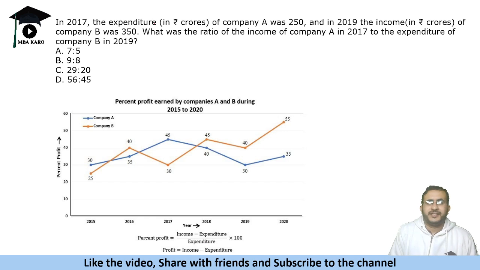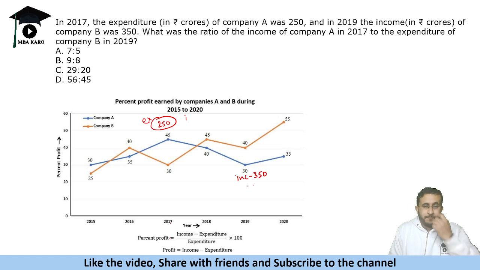In 2017, the expenditure of company A was 250. So 2017, A is the blue one, and 250 was the expenditure. And in 2019, the income of company B was 350. What was the ratio of income of company A in 2017, for which we need to find its income, to the expenditure of company B in 2019? We need to find its expenditure.